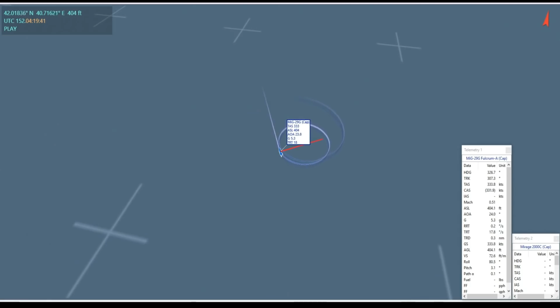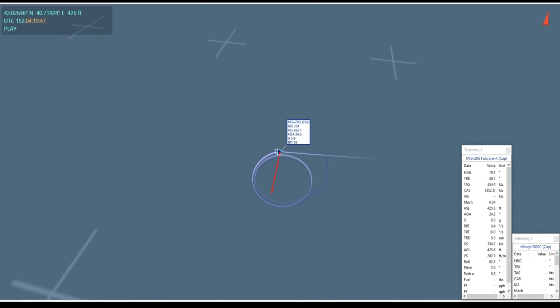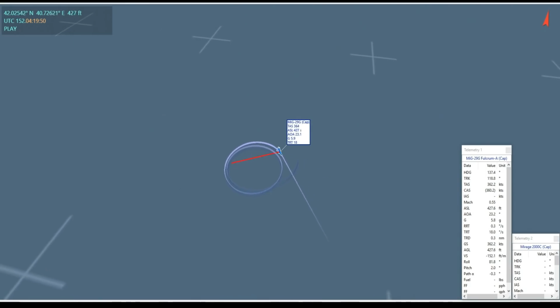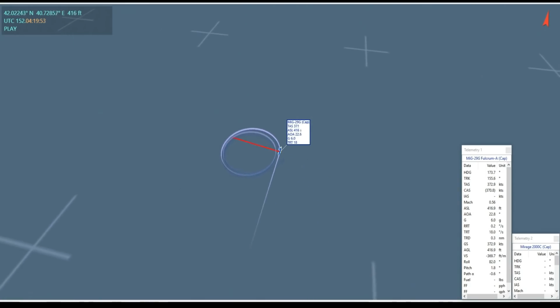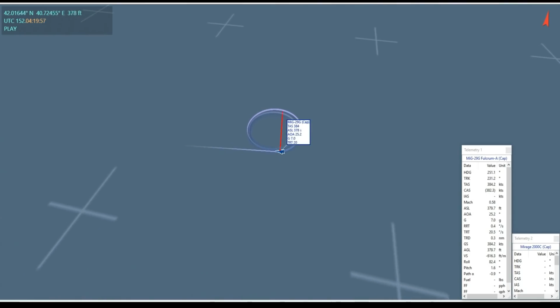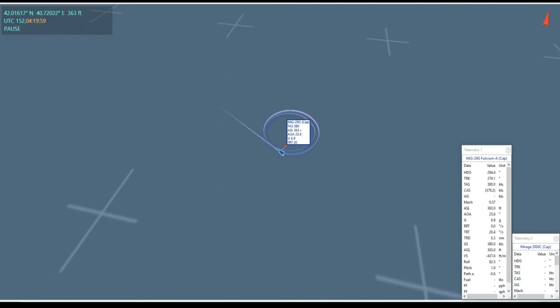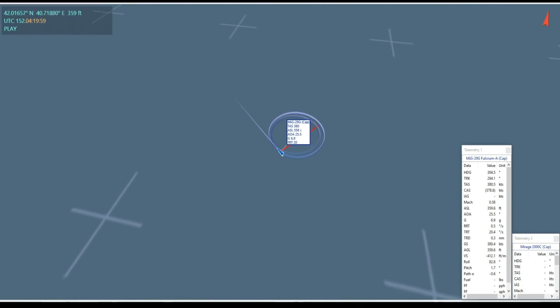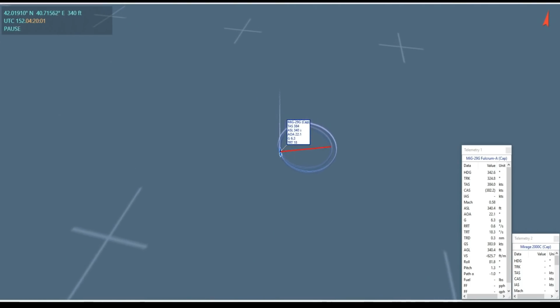Still low G-force, low speed, 330 knots, 18 degrees per second, 340 knots, 18 degrees per second, 350 knots, 18 degrees per second, 19 degrees per second, nice at 350 knots. 360 knots, 18 degrees per second, 370 knots, 19 degrees per second, 380 knots, 19 degrees per second, 20 degrees per second at 380 knots, G-force 6G.